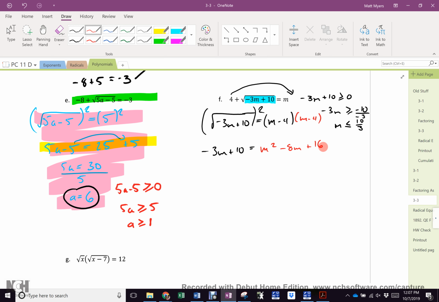Now, I got too many m squareds. I don't really know what to do, but I know if I got like terms, I should put them together, shouldn't I? So I'm going to bring that over. I'm going to bring that over. M squared. What's negative 8? What's going to happen to that 3? Plus 3m to get negative 8 plus 3. Negative what? 5m. And that 10 is going to be what? Negative 16 minus 10? 6. Now that equals 0.